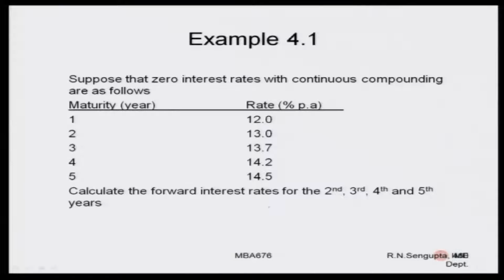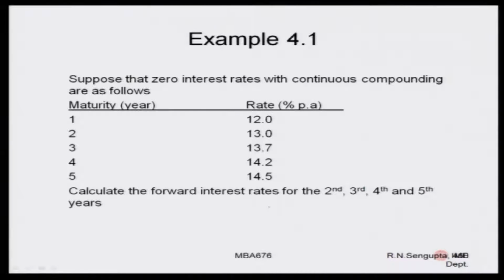So, now suppose another example we are just trying to discuss. Suppose that the zero interest rate with continuous compounding is given here. This is the first column, the maturity in years, and the interest rate given in per annum percentage, continuously compounded. You are required to find out the forward interest rate for the second year, third year, fourth year and fifth year.